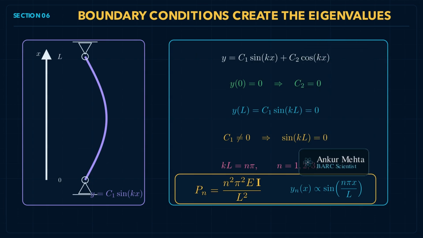Substituting k squared equals P over EI gives the critical buckling loads, or eigenvalues. P_n equals n squared pi squared EI over L squared. The corresponding buckled shape is proportional to sine of n pi x over L.